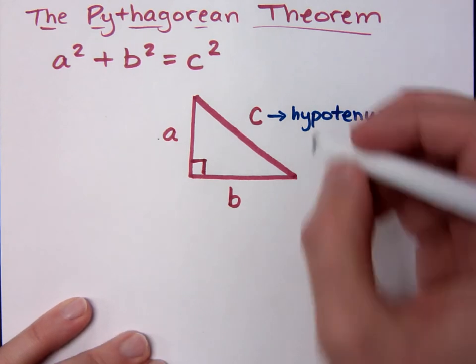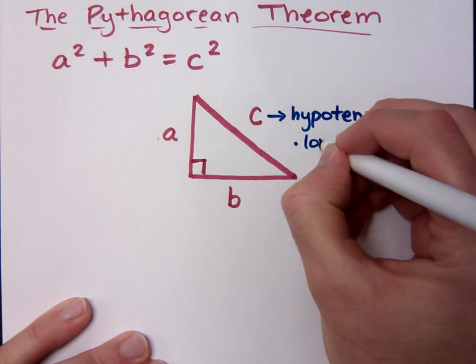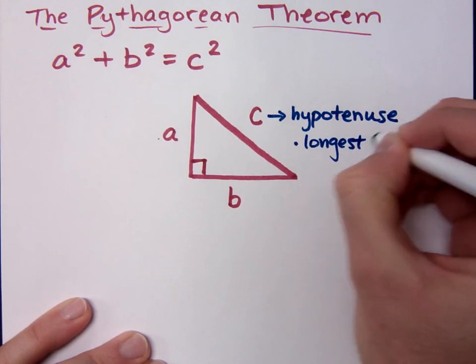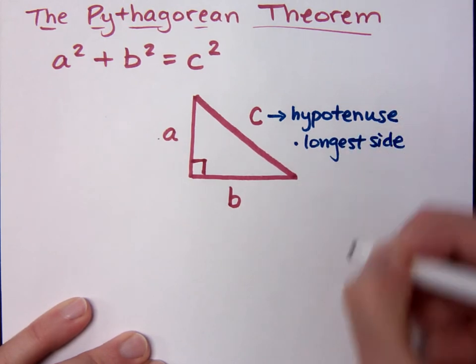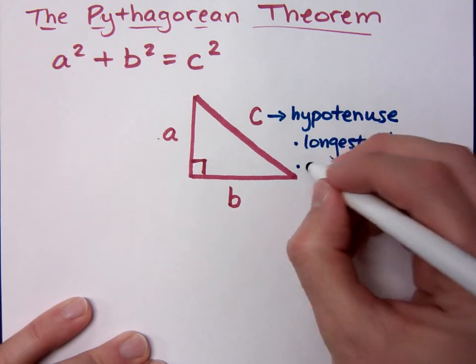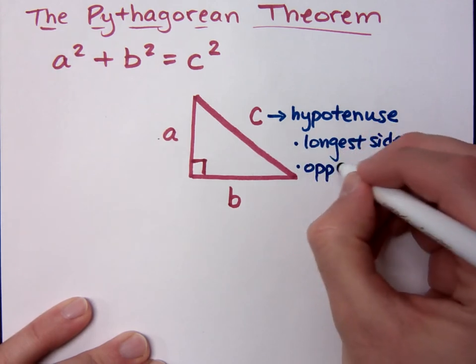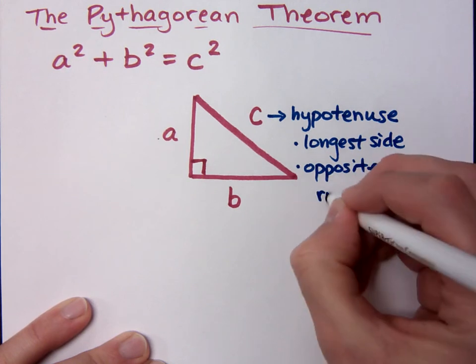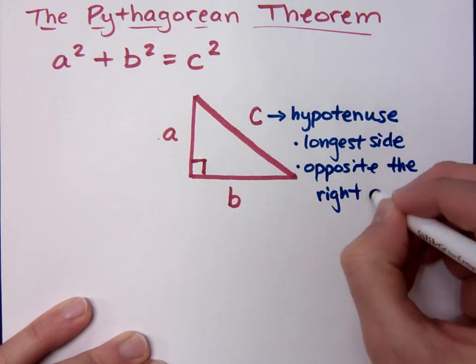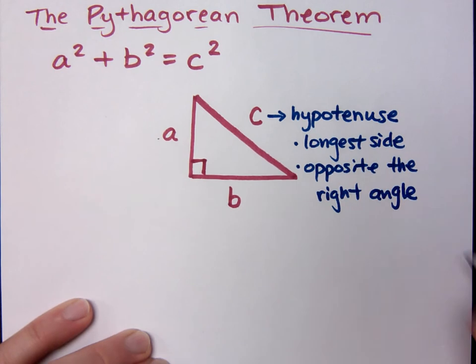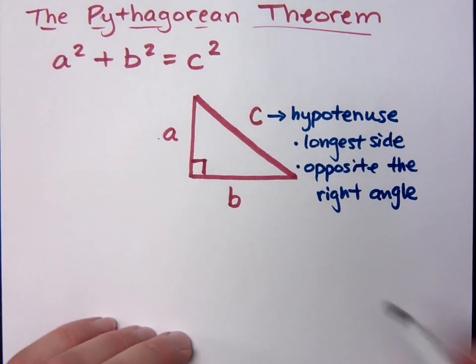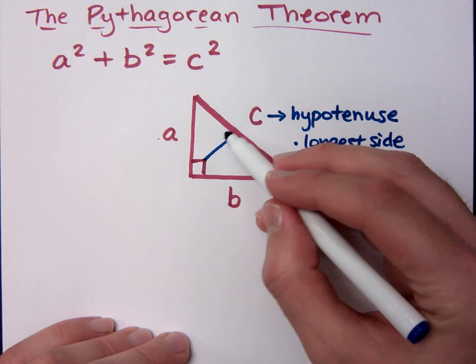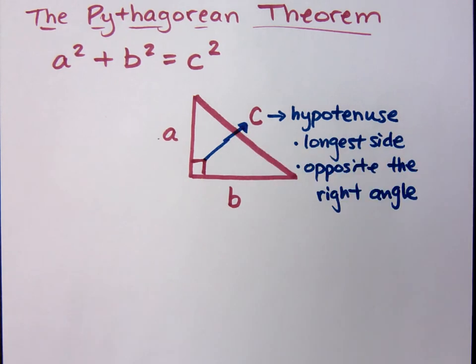Remember something about the hypotenuse. It's always the longest side, and it will always be opposite the right angle. It's always the side that's opposite the right angle. See, it's directly across from that right angle.